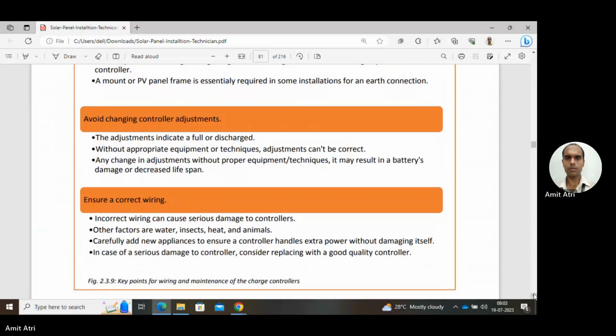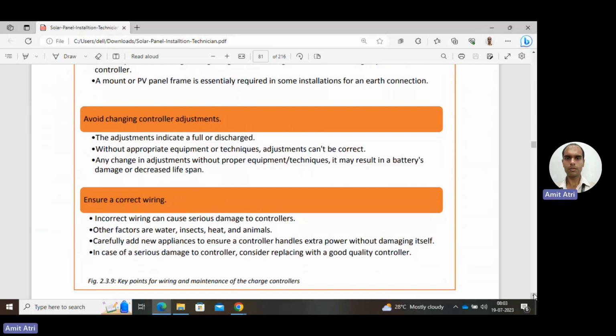Next is to avoid changing the controller adjustment, the adjustment indicated for full or discharge. Without appropriate equipment or techniques, the adjustment cannot be correct. Any change in adjustment without proper equipment and techniques may result in battery damage. If we manually adjust some setting that is not within the safe limit of the battery, that will damage the battery.